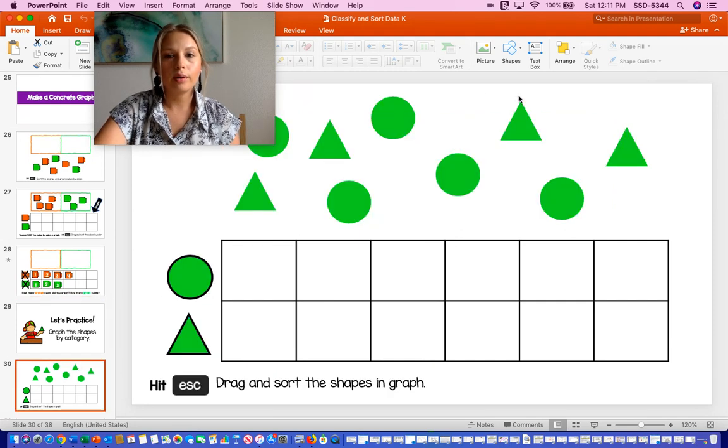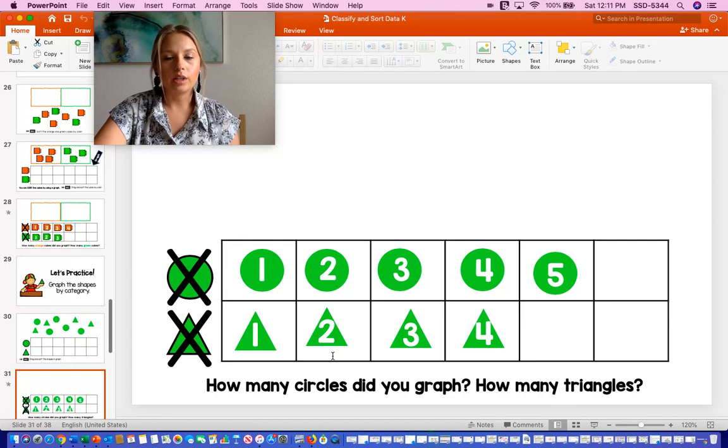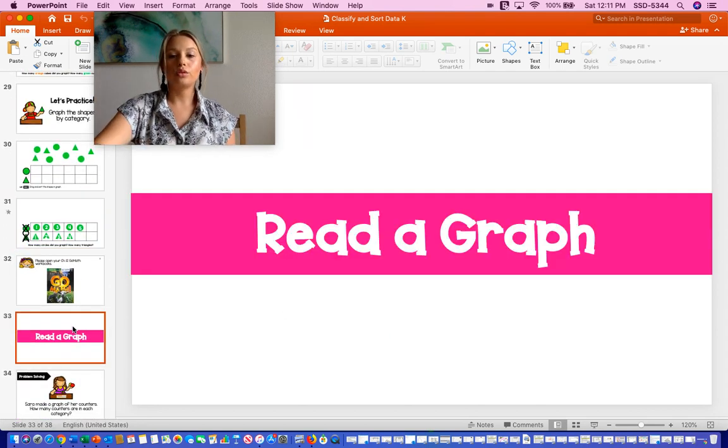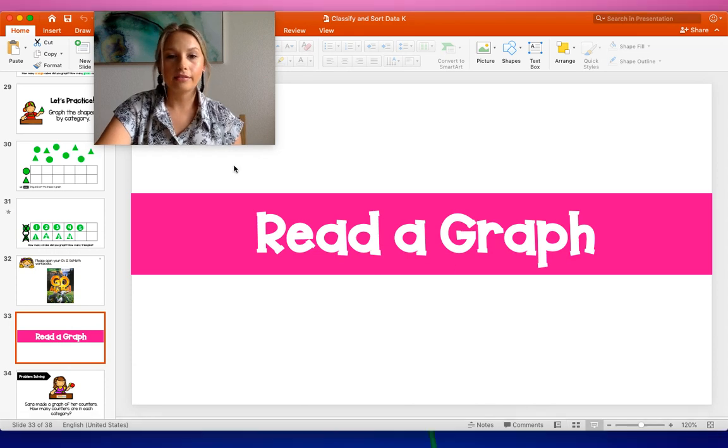We also put shapes into a graph. Remember, we put the ones that were circles on top, the ones that were triangles on bottom. And this is what it looked like. You don't count the outside ones. They just tell you what to do. But when we counted the inside ones, we had 5 circles and we had 4 triangles. Today we're going to learn how to read a graph.